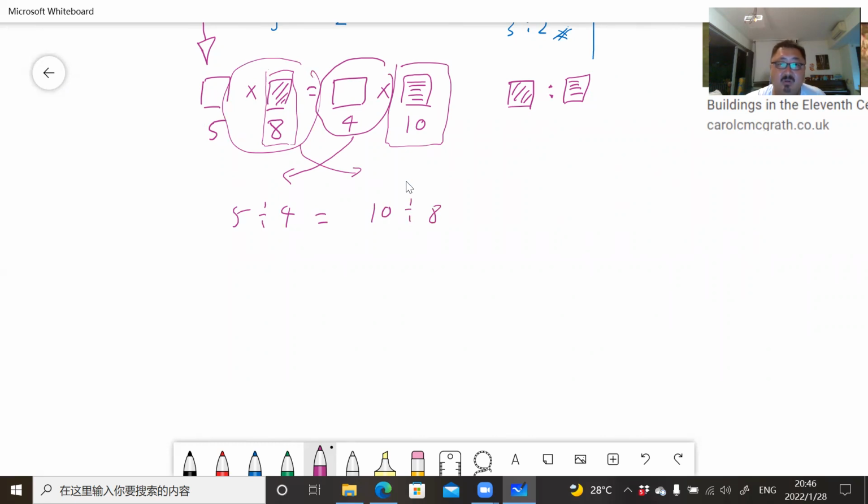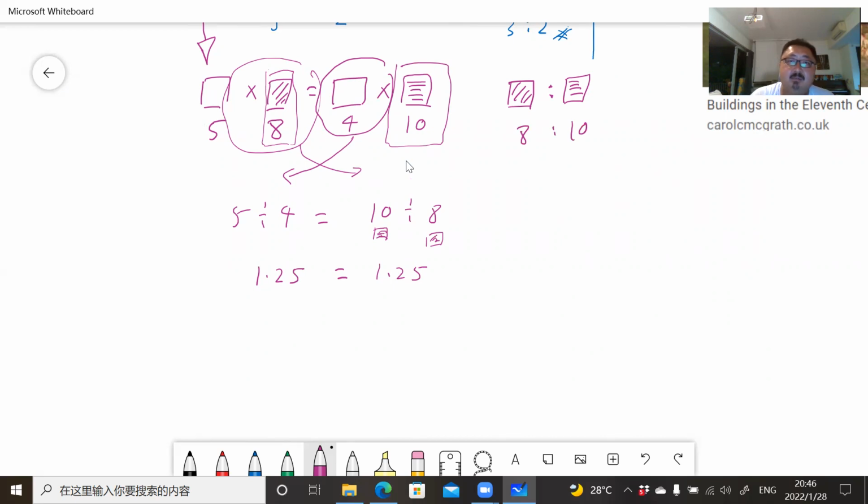5 divided by 4. If you press your calculator, 5 divided by 4 is 1.25. If you press calculator for this, you also get 1.25. And 10 is our horizontal lines, and 8 is our oblique lines. So we actually have the answer. 8 is to 10.